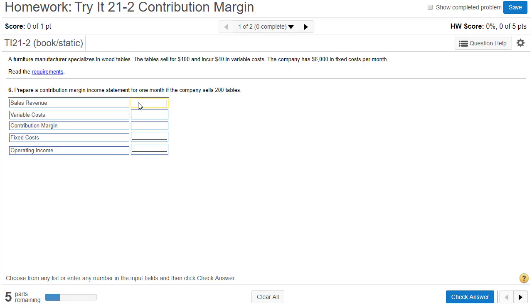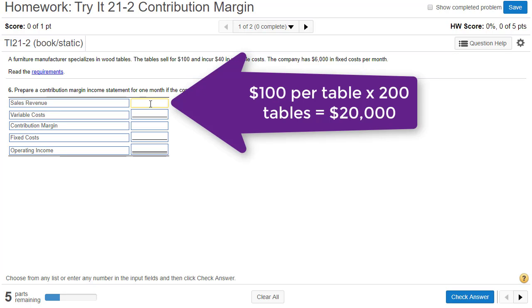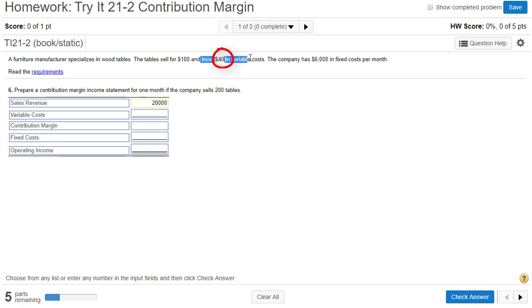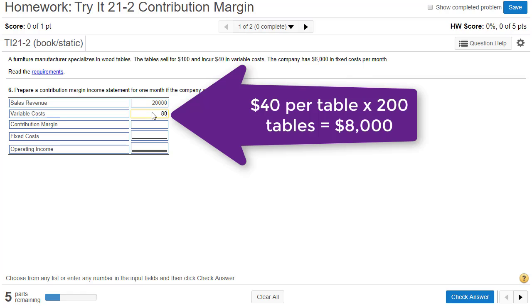So now let's do the number crunching. Sales revenue. So we sold 200 tables. Remember, this company sells wood tables. The tables sell for $100 each. So $100 times 200 gives us $20,000 in net sales revenue. Then we have our variable costs, which are $40 per table times 200 tables, which gives us $8,000 of variable costs.